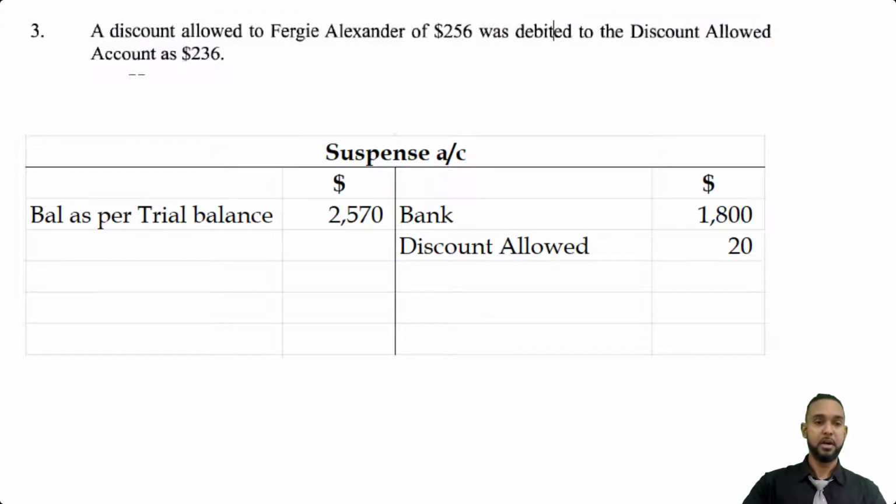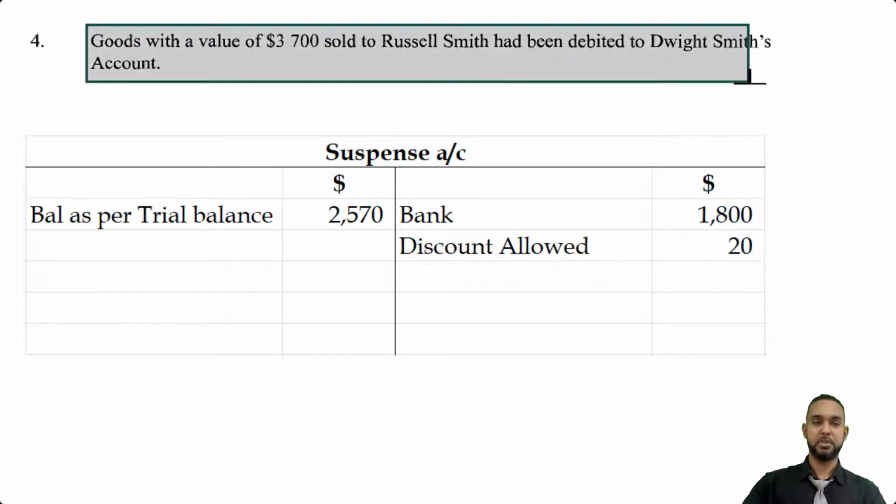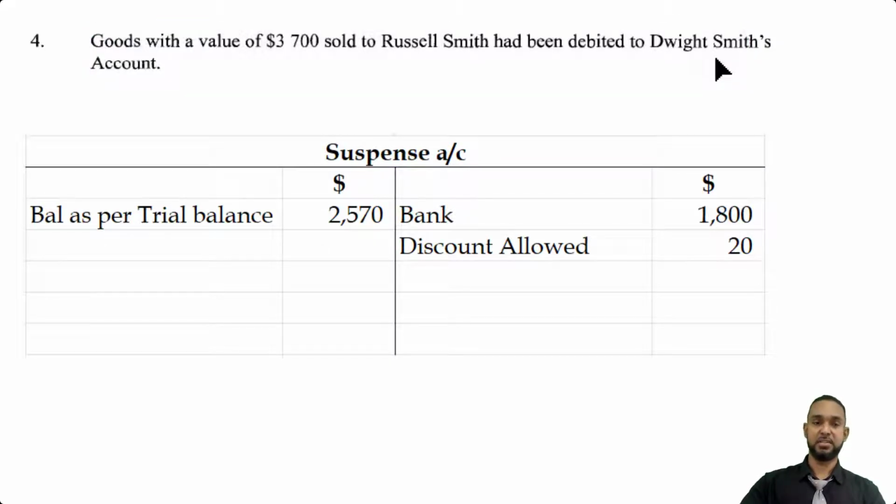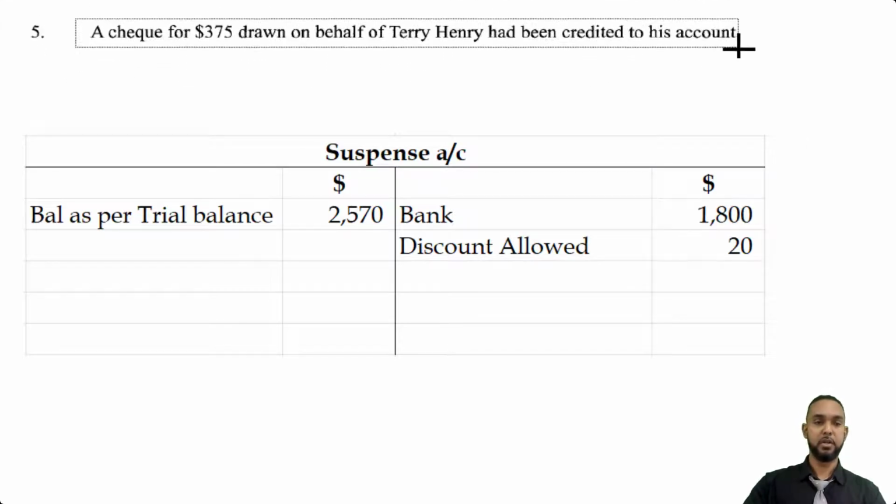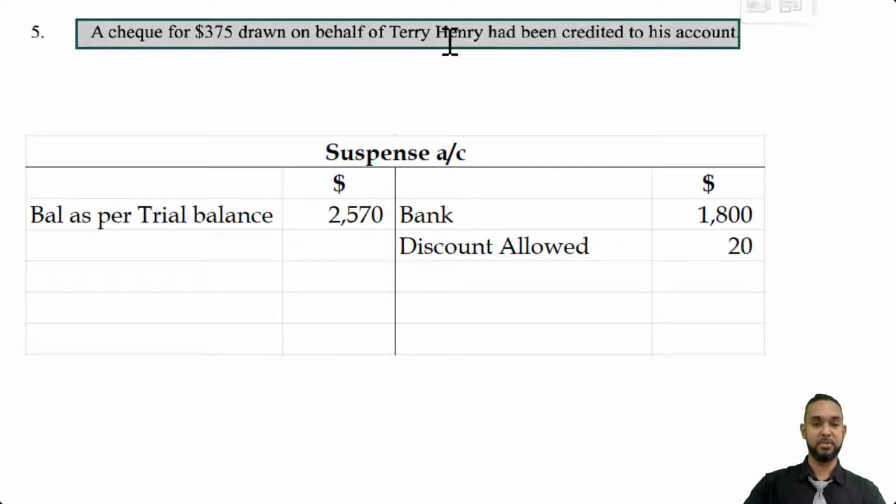Okay, we have another error here. So this one says goods with a value of $3,700 sold to Russell Smith have been debited to Dwight Smith. Okay, that's an error of commission, so we're not going to worry about that. That's a simple general journal entry correction with no need for the suspense account.